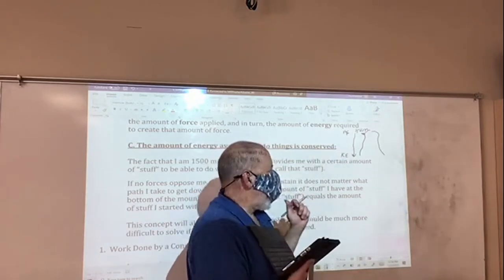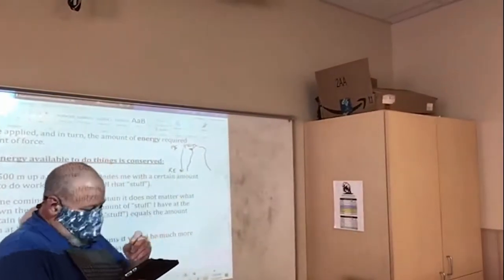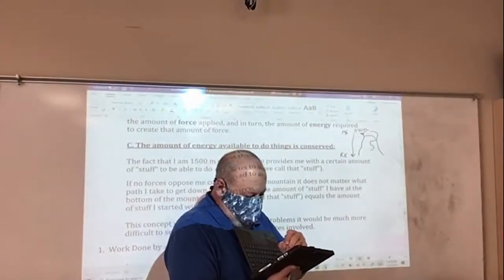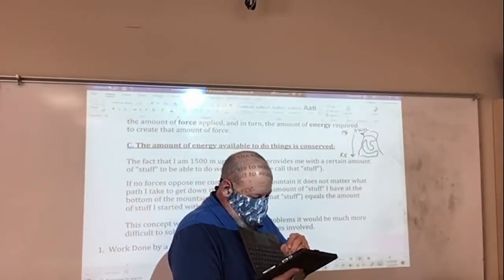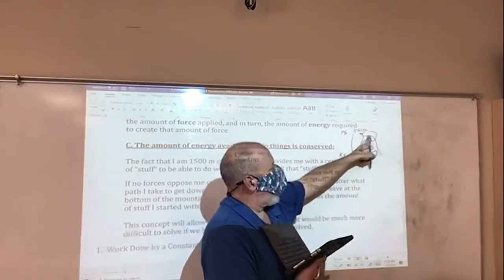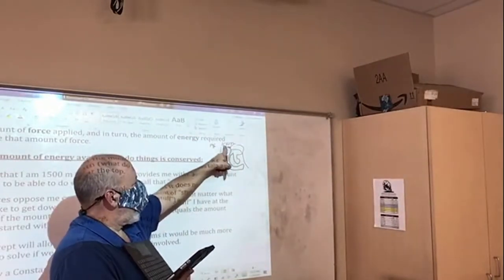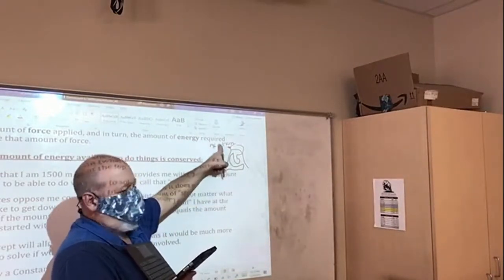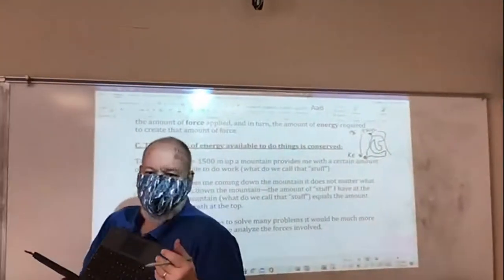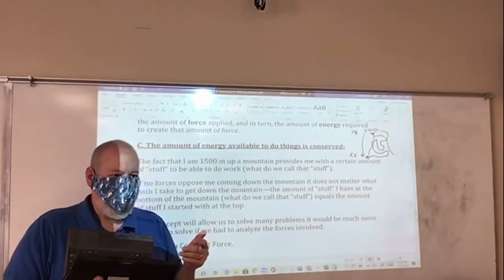Now, the interesting thing about this is, if there is no friction, if I slide down the mountain in whatever path I take, when I get to the bottom, if there's no friction in my sliding, I will still have the same amount of kinetic energy as the amount of potential energy I started with. What's our favorite example of that kind of an idea? Or what's the funnest example of that kind of an idea?